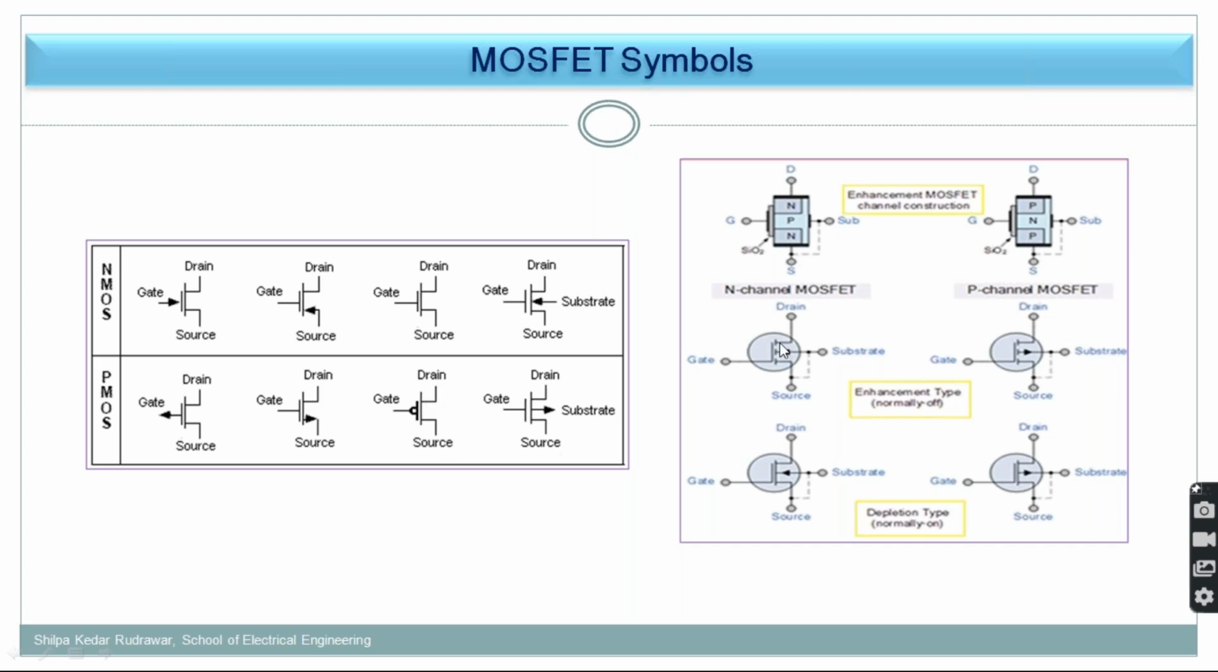And I told you the dotted line indicates the device is previously off. When voltage is not applied, the device is off. So this is the enhancement type, a normally open switch. But this is a depletion type: as the dotted line is not there and there is a continuous line, the device is on although you have not applied any voltage. That is the difference between enhancement and depletion.